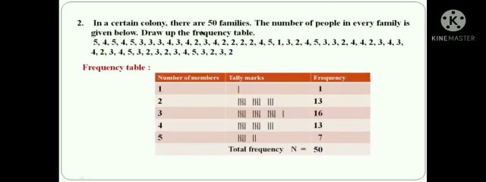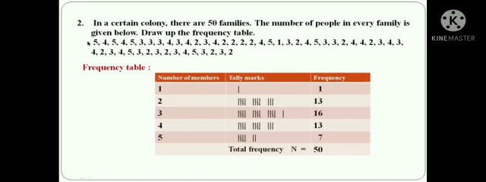Let's go with the second question. In a certain colony, there are 50 families. The number of people in every family is given below. Draw up the frequency table. The numbers given are 5, 4, 5, 4, 5, 3, 4, 3 and so on. So you have to see which are the numbers. The numbers are 1, 2, 3, 4, 5.